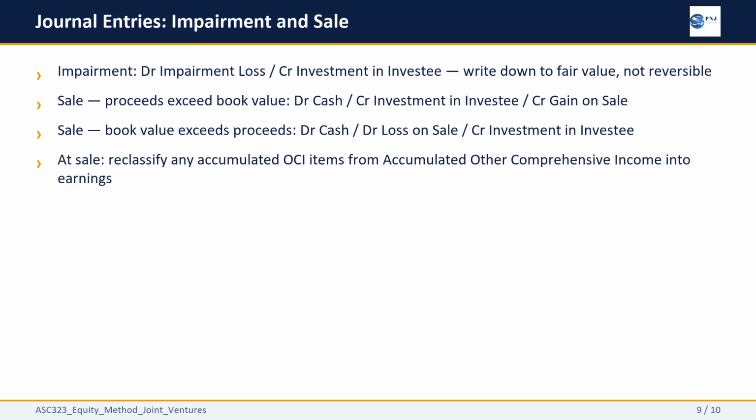The final step that candidates often forget. At the point of sale, you must reclassify any accumulated other comprehensive income items that were being tracked from the investee. Those amounts transfer out of accumulated other comprehensive income and into earnings. This completes the full life cycle. Let us close with your key takeaways.